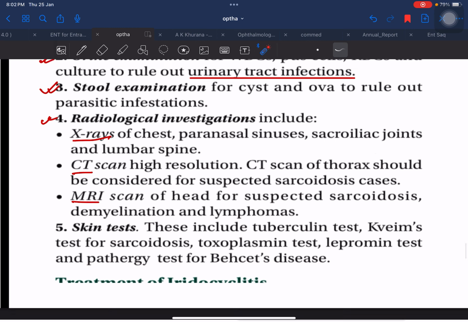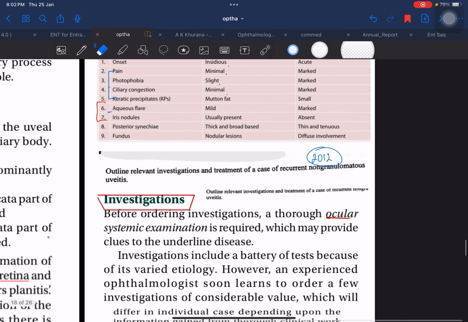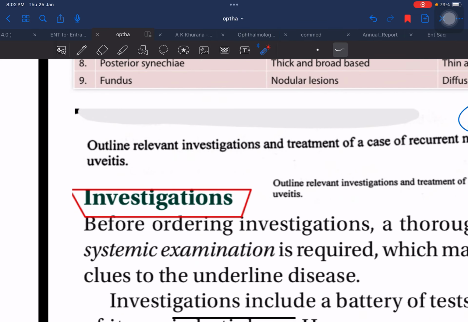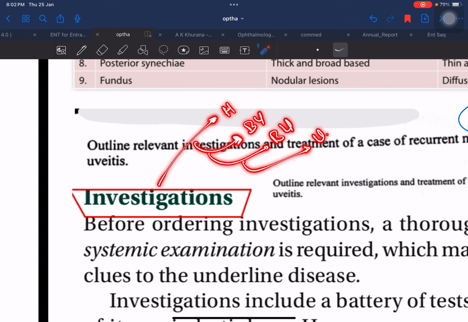Now, what are the different investigations we talked about? We talked about hematological, blood, urine examination, stool examination, and skin test. In hematological, we talked about several examinations.